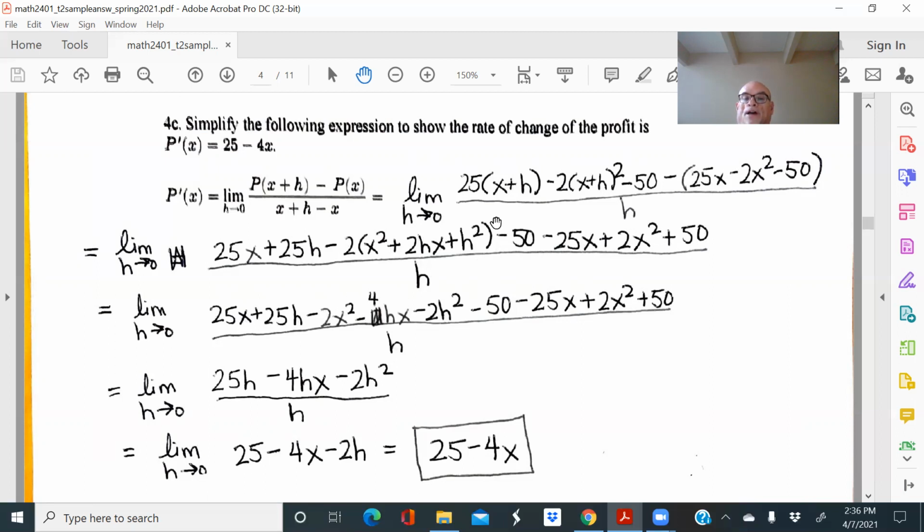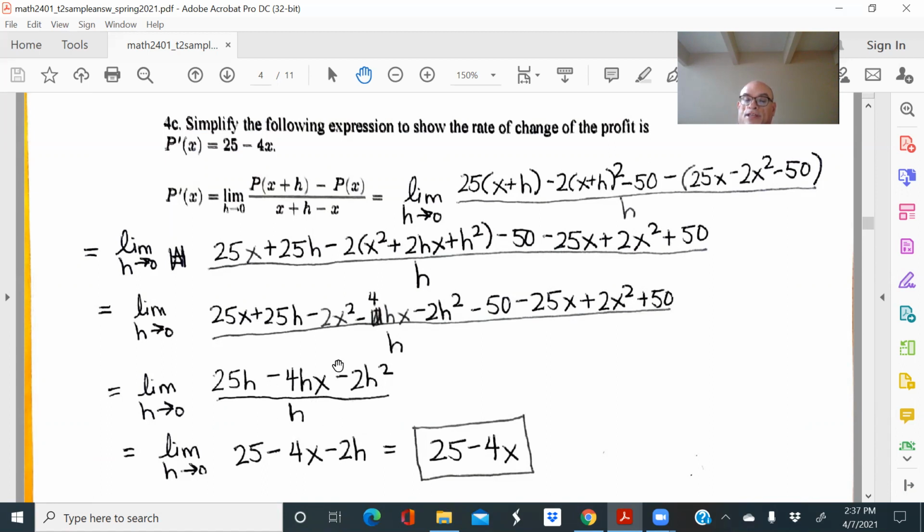Okay, so I did a little simplification here, then a little bit more simplification, then added a bunch of like terms, a bunch of terms cancel, and eventually you get down to the limit as h approaches 0 of 25h minus 4hx minus 2h squared all over h. And then that simplifies nicely because h in the denominator will divide into all of the terms in the numerator. So h goes into 25h, that leaves you 25. h goes into 4hx, that leaves you minus 4x. And then h goes into the minus 2h squared and leaves you minus 2h.